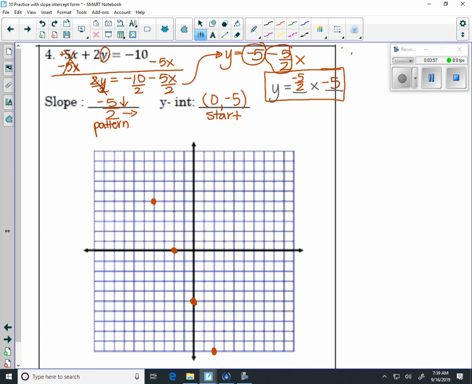Remember, what we're doing here is making a downhill line. If we have a negative slope, it should be a downhill. So that's a great way to check whether your slope is correct.